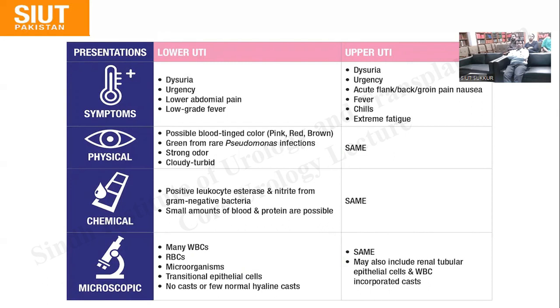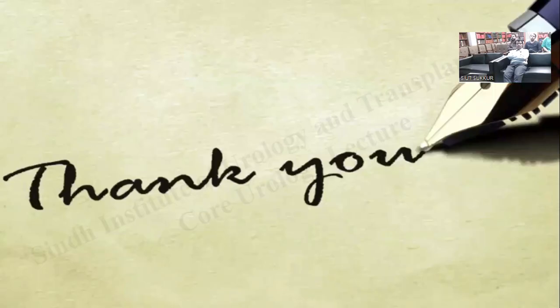In microscopic examination, there are many WBCs, RBCs, microorganisms, and transitional epithelial cells, but there are no casts or few abnormal hyaline casts in case of lower urinary tract infection. But in upper urinary tract infection, besides all these findings, they may also include renal tubular epithelial cells and WBC casts. Now, this was the summary. Thank you.